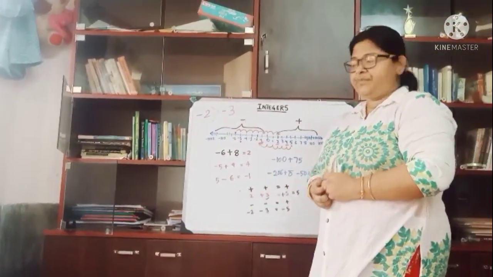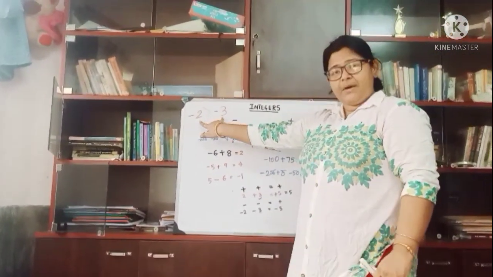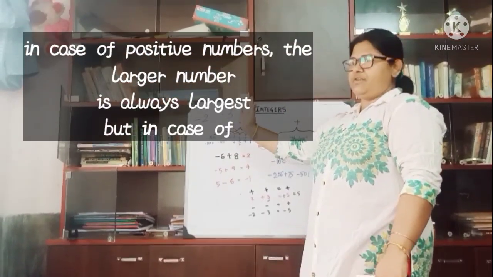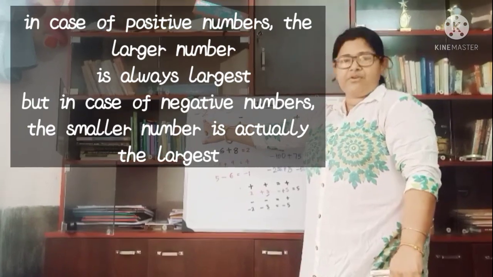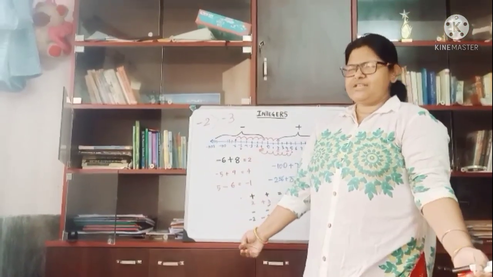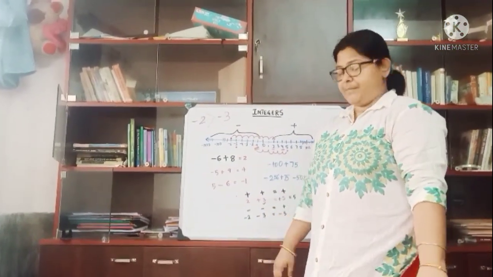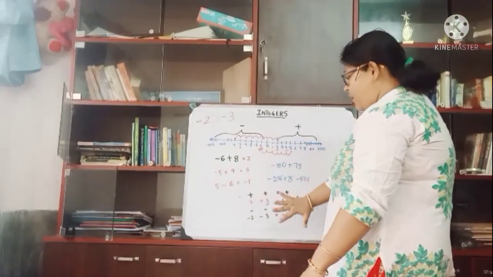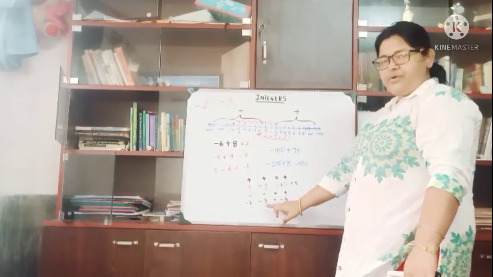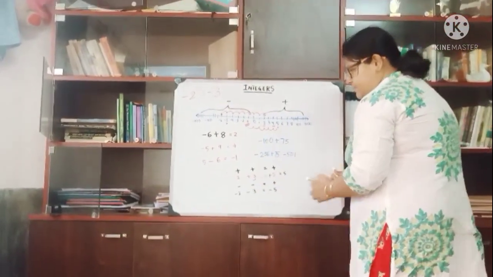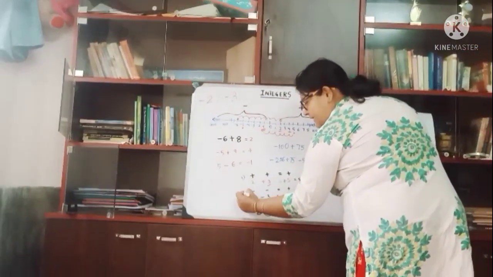Just one tip. In case of positive numbers, always the larger number will be the larger. But in case of negative numbers, the smaller number will be the larger. This is just a small tip that you should remember. Well, this is all about the calculations. So, coming back to the laws of integers, we spoke about the first law and the second law.